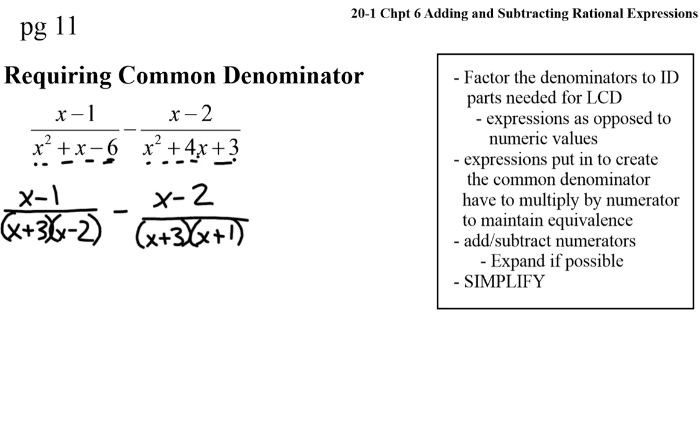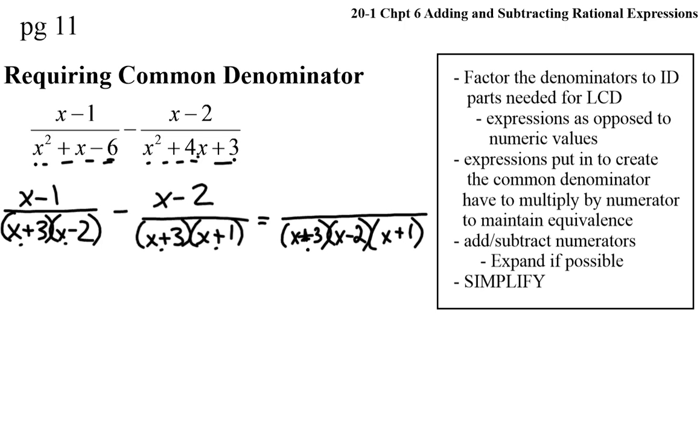So we factored things. Now we need to make sure we know what our common denominator has to be. Well, we see that this has an x plus 3 as part of the denominator. This has an x minus 2 as part of the denominator. This has an x plus 3, which we already have. This rational has an x plus 1, which we don't have. So there are the parts that have to make up the common denominator.